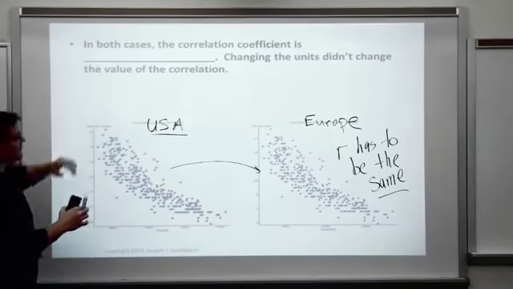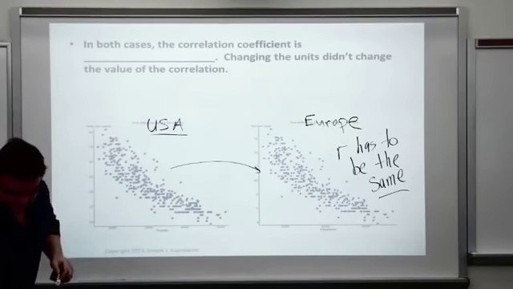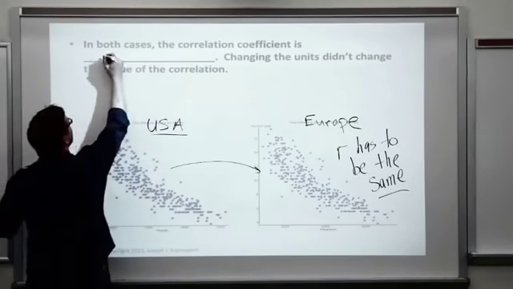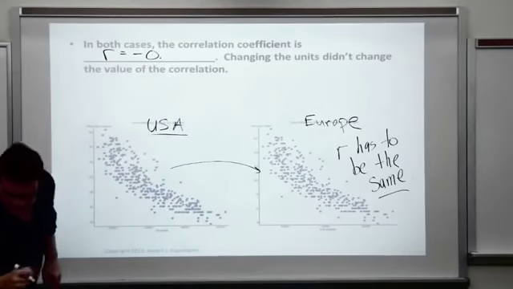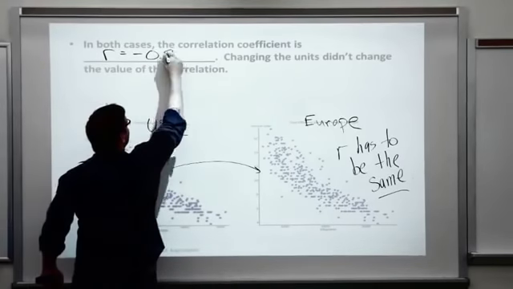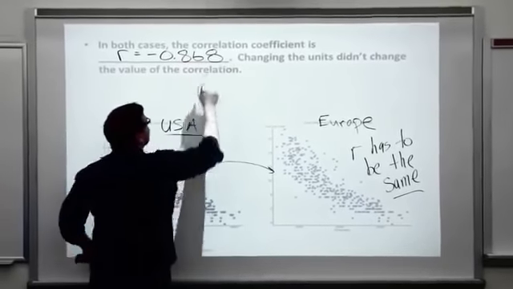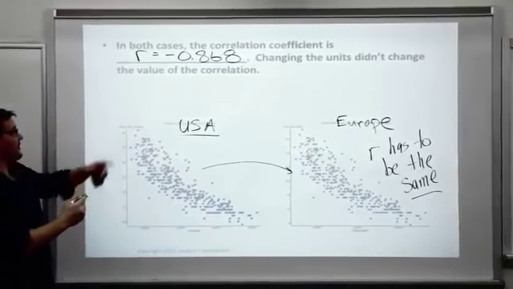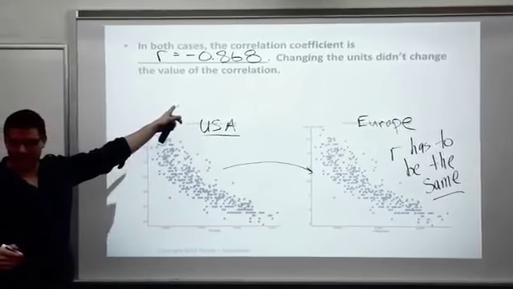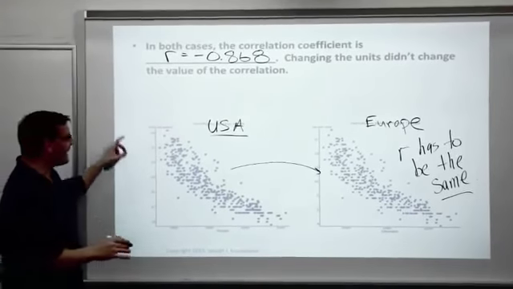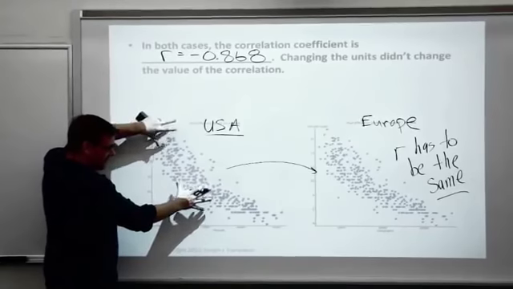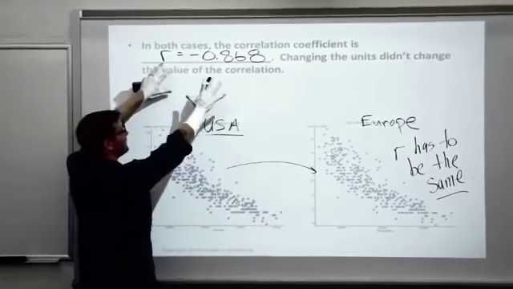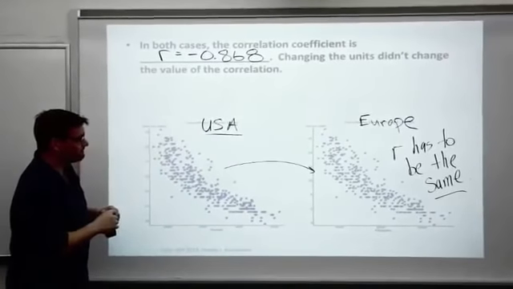In both cases, the correlation coefficient is, I calculated this at home, R is negative 0.868. Now don't worry about where that number came from. There's no way with the information we have that we could get that. But the correlation, a measure of strength and direction, is the same for USA as for Europe. It'd be the exact same number.